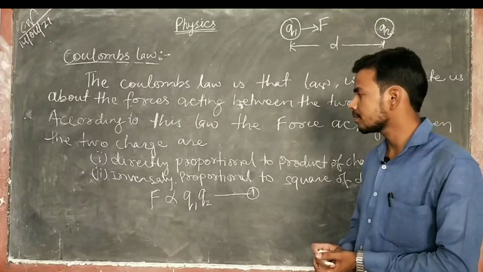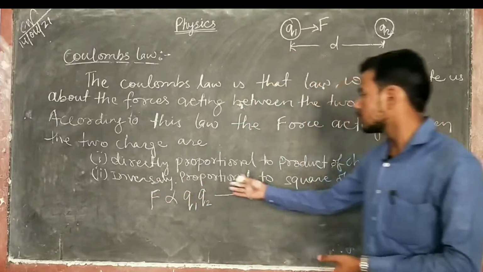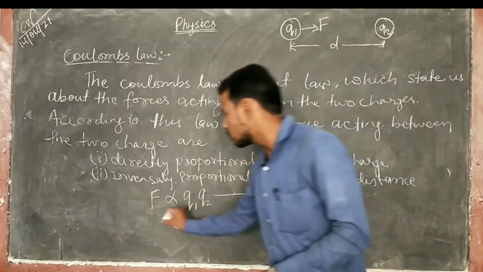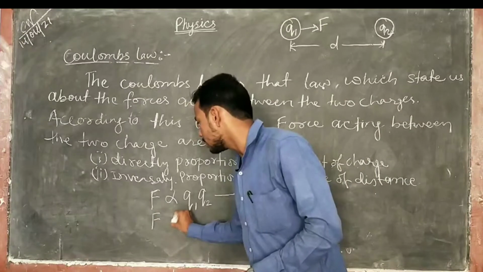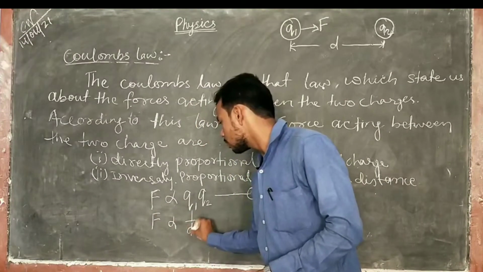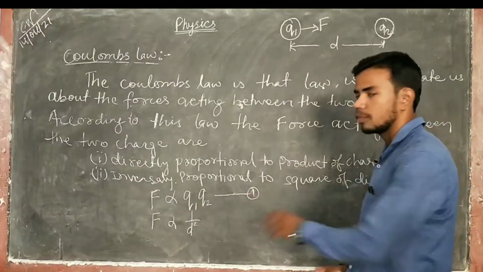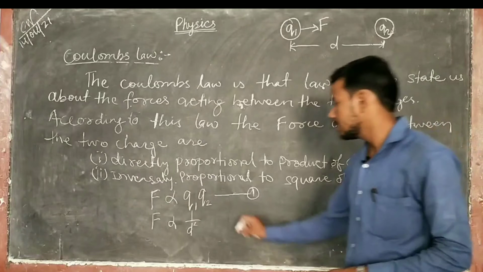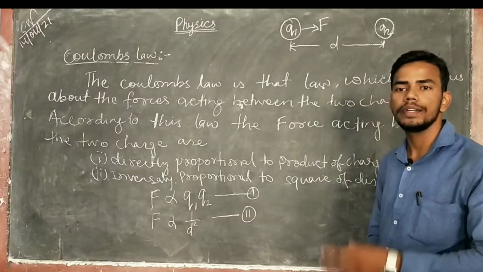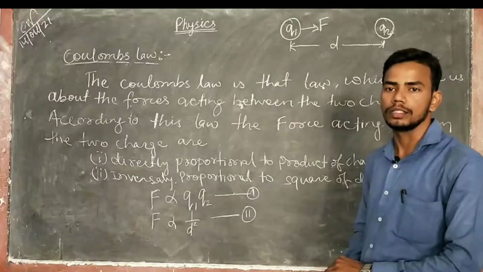Again, from the second statement we have seen that it is inversely proportional to the square of distance. Then we can also write it in the same format as F inversely proportional to the square of distance. That means F proportional to 1 upon d square. It can be considered as the second equation.